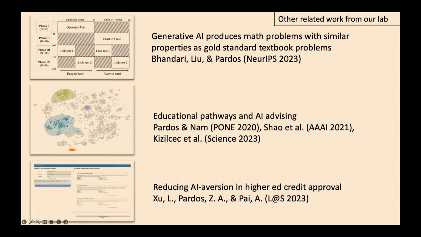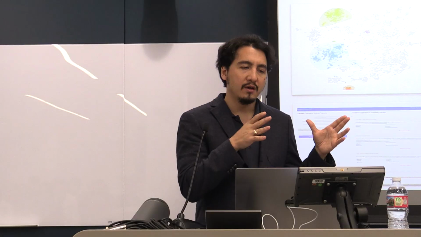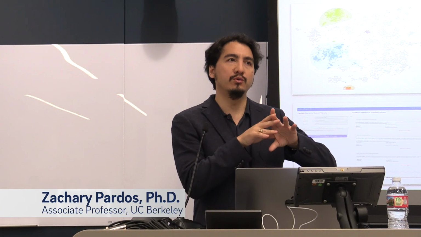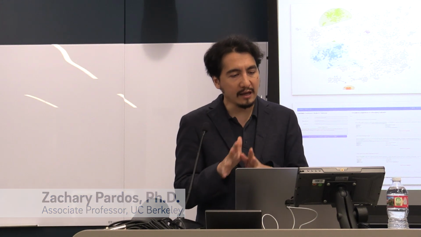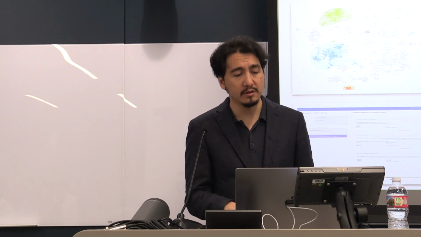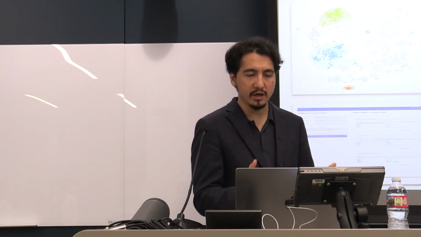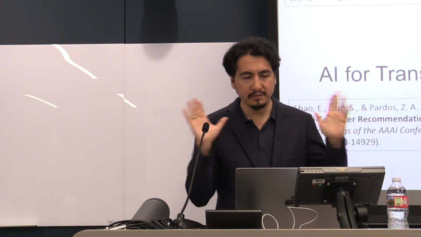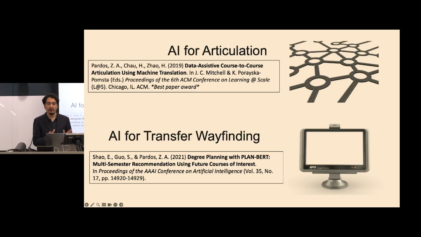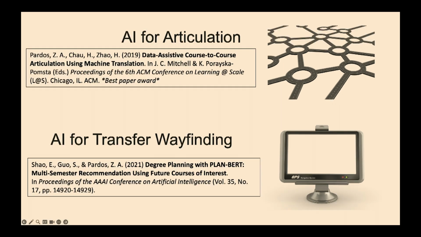So now I want to pivot, in the last 10 or so minutes, from within-class support to across-class support, right? Helping students select their courses and helping transfer students in particular make the jump from community college to the UC system or the CSU, or a similar scenario across the country. So AI for articulation and then AI for transfer student wayfinding.